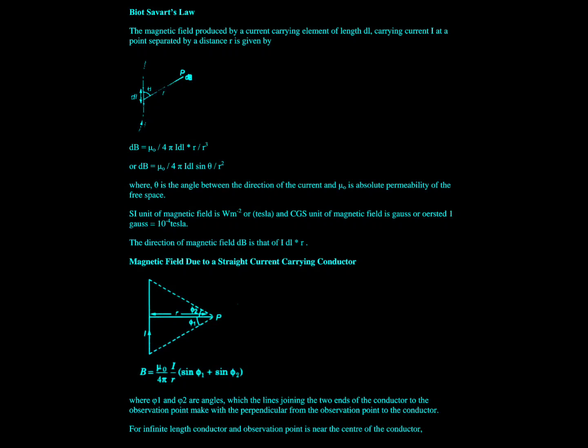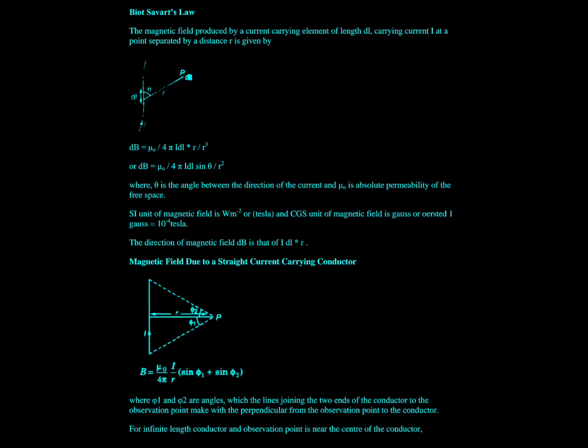Biot-Savart law. Biot-Savart law is used to determine the strength of the magnetic field at any point due to a current carrying conductor. For this, we consider a current carrying conductor and further consider a very small element AB having the length dl, and the current I is flowing through it. We have to calculate the strength of the magnetic field at a point P, that is, the strength of the magnetic field due to this current element at a point P. And this point P is at a distance small r from the element, and it is found that the strength of the magnetic field depends upon a few factors.